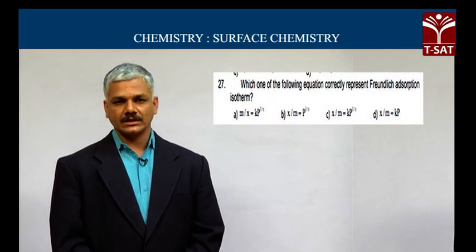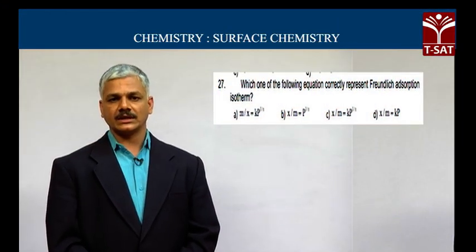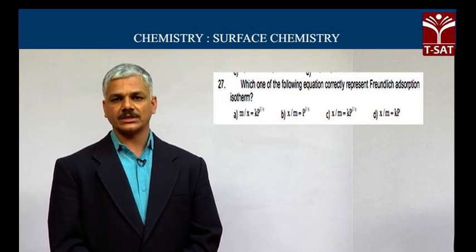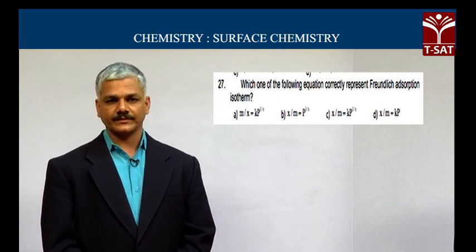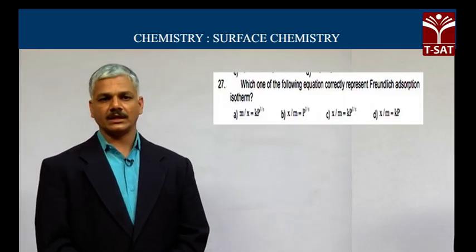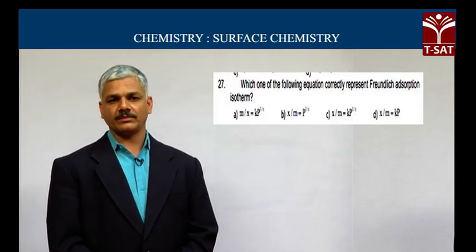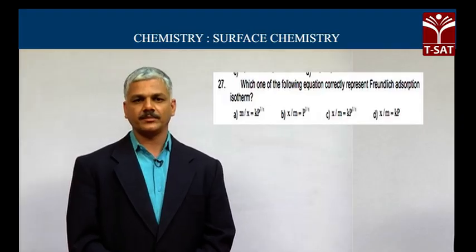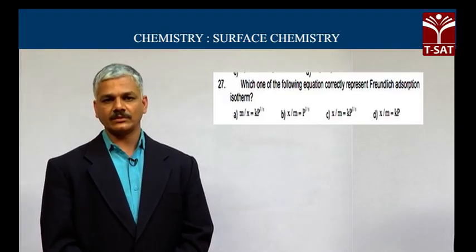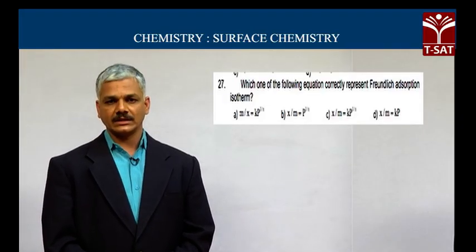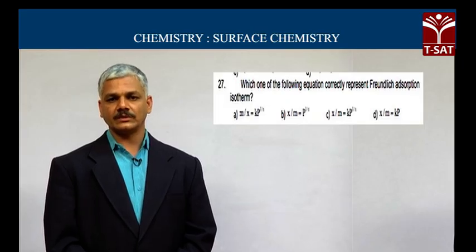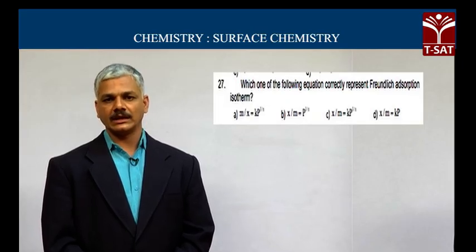27th question. Which one of the following equation correctly represents Freundlich adsorption isotherm? Given options are A. m by x is equal to Kp power 1 by n, B. x by m is equal to p power 1 by n, C. x by m is equal to Kp power 1 by n, and D.